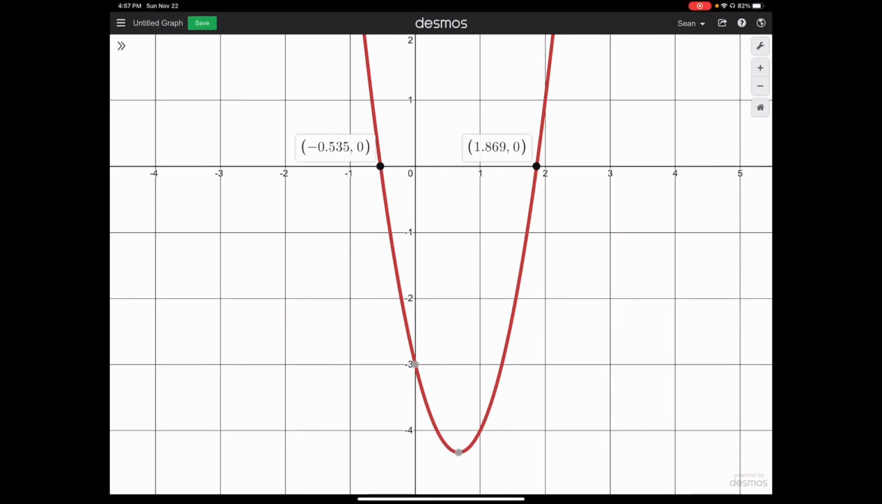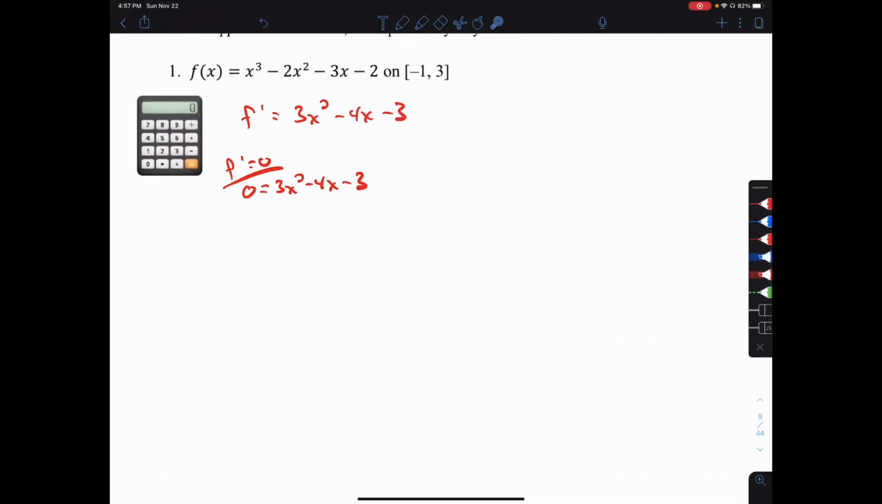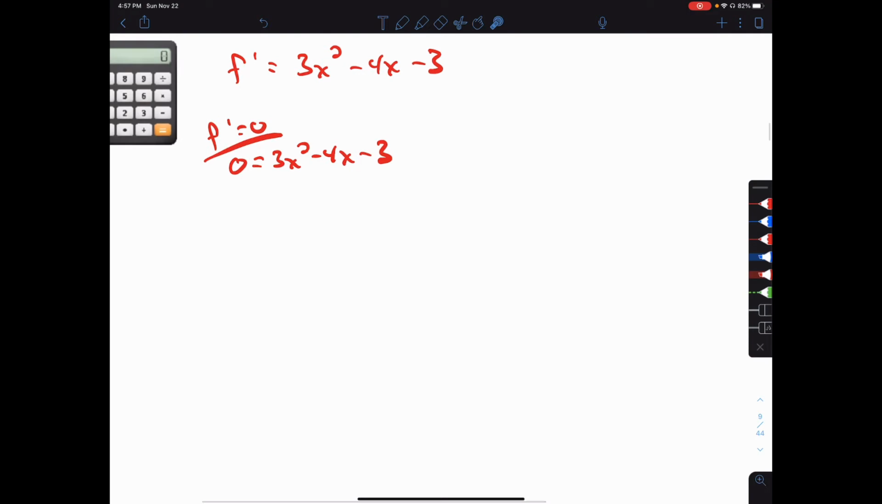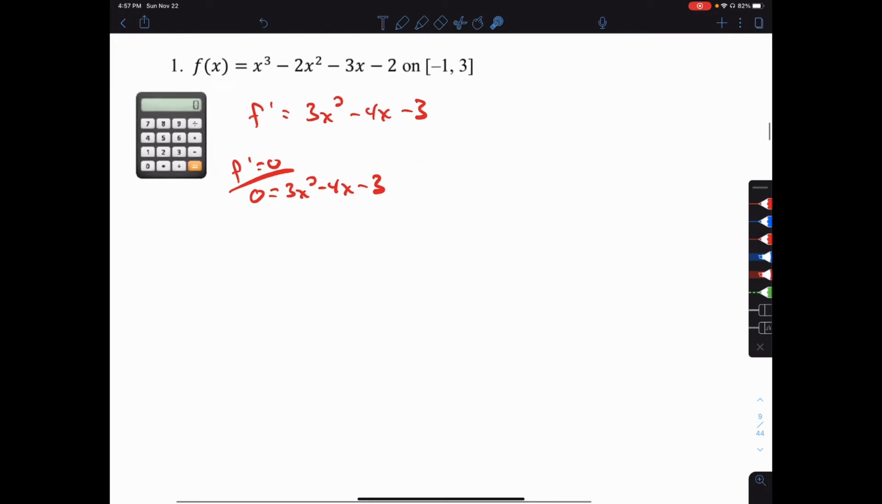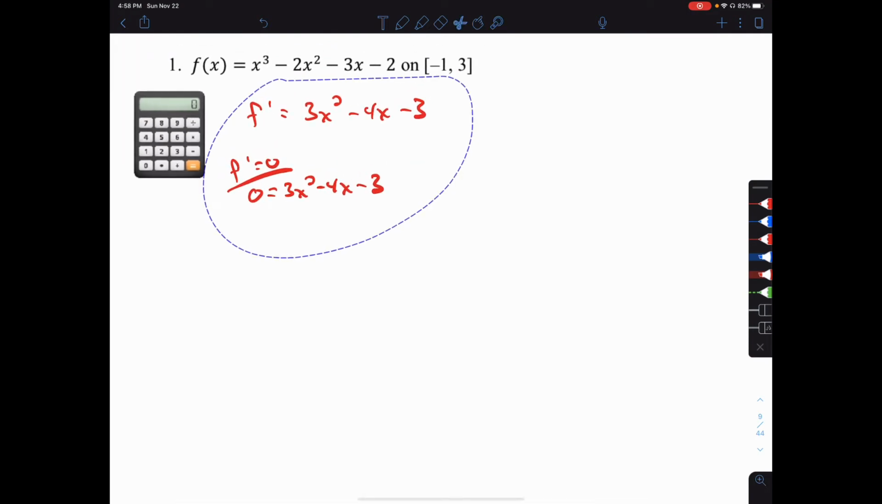Here's that function graphed. We're looking for the x-intercepts. That's when it's going to be equal to 0. So we have an x-intercept of negative 0.535 and 1.869. Notice they're rounded to 3 decimal places. We always round to 3 decimal places. So I guess I should have been a little more clear here.